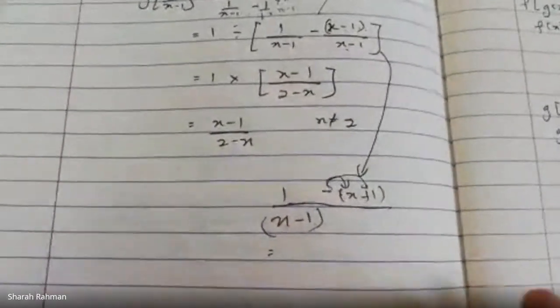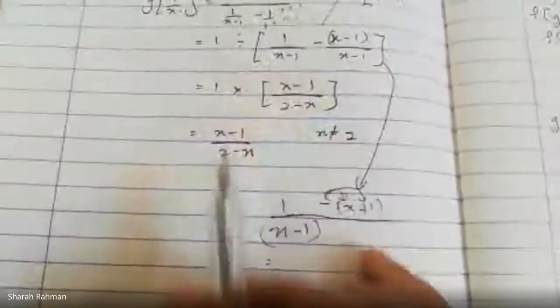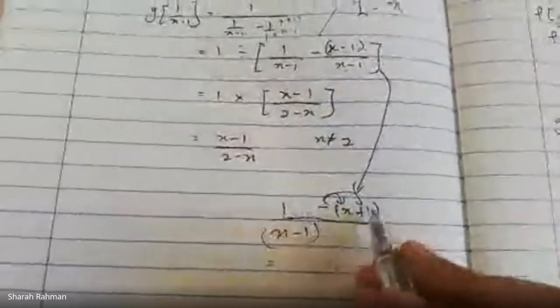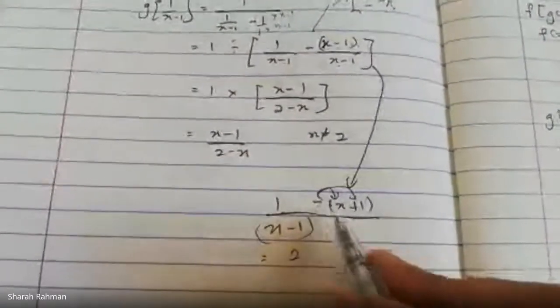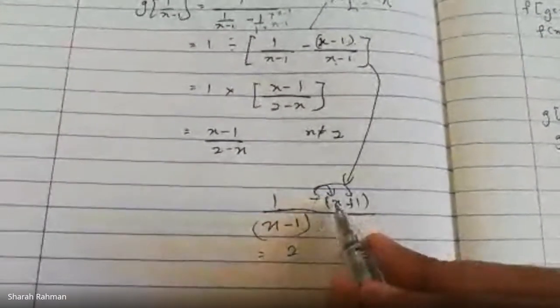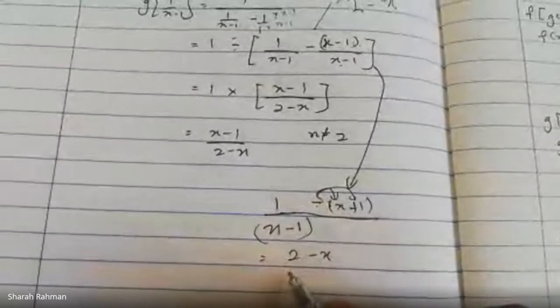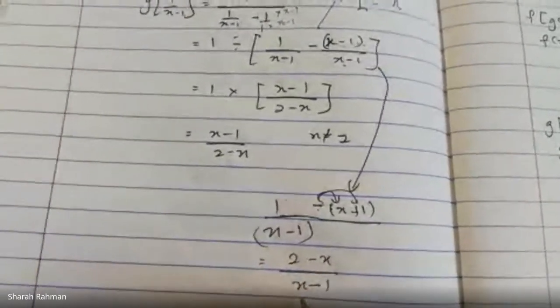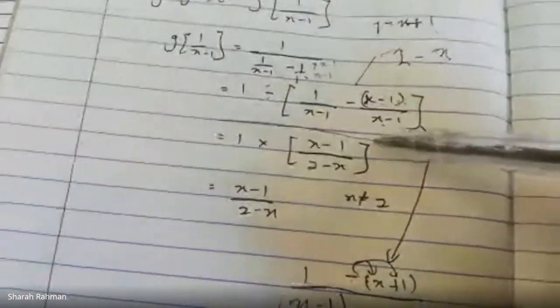The procedure of fraction, the same denominator, so we can combine. So 1 plus 1 we get 2. Here negative times x, we get negative x. So we will get 2 minus x over x minus 1. Then yang ni lah yang saya skip ni.